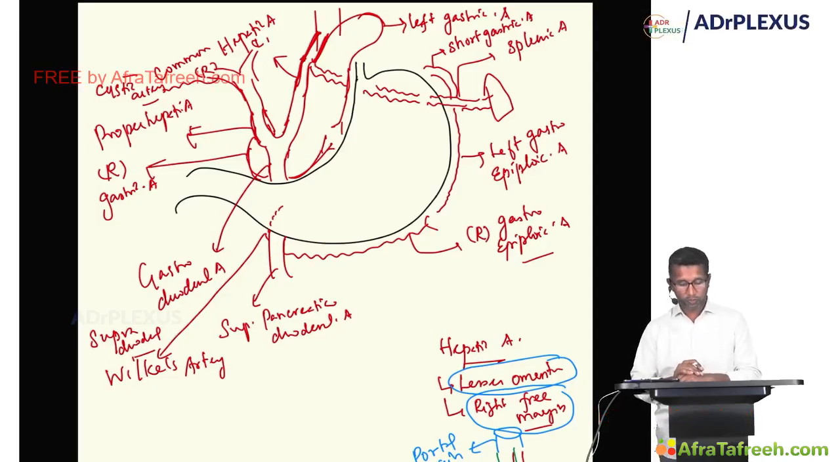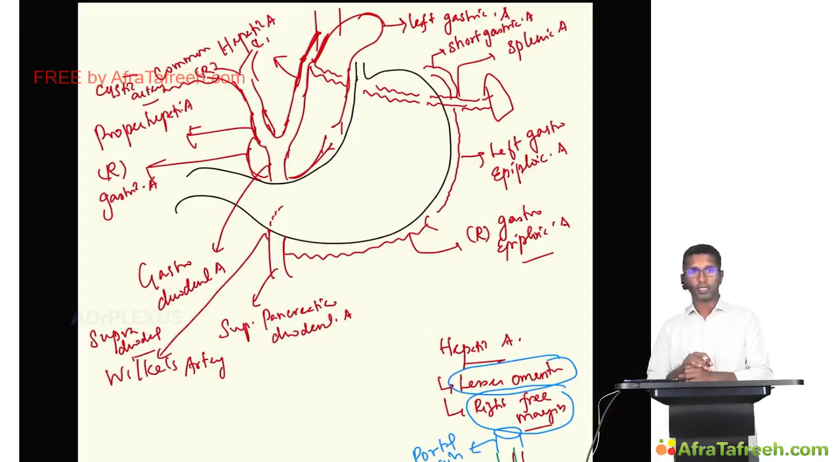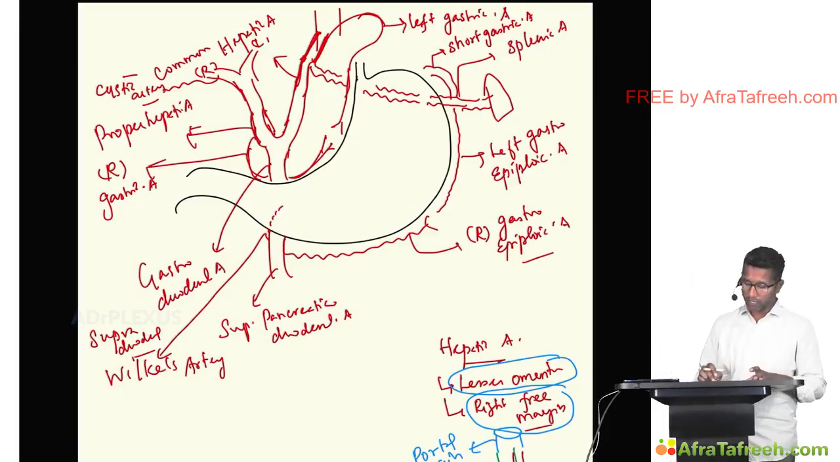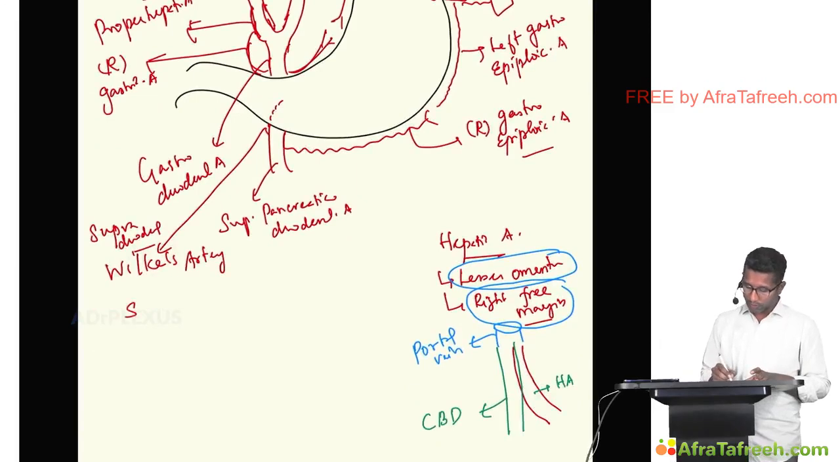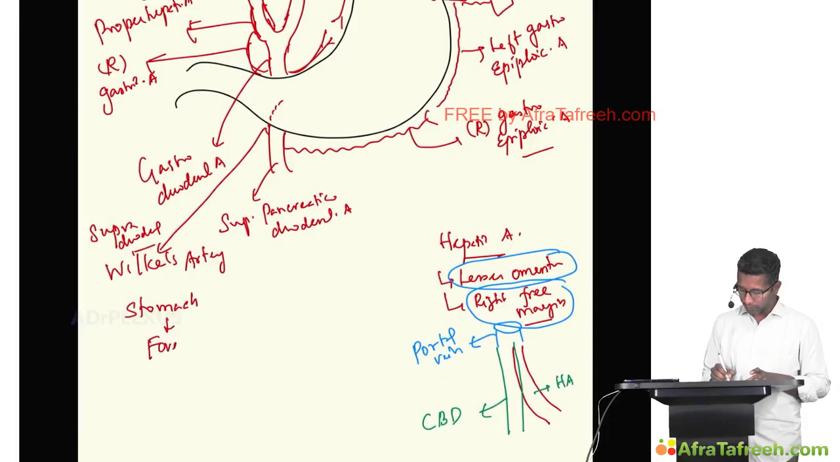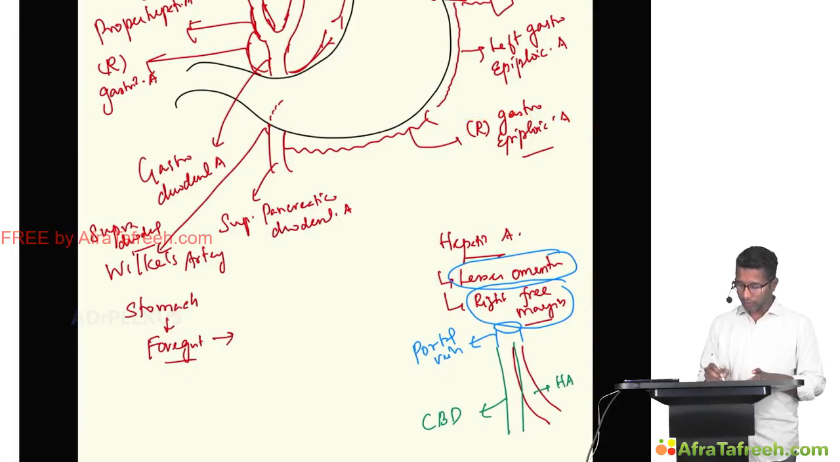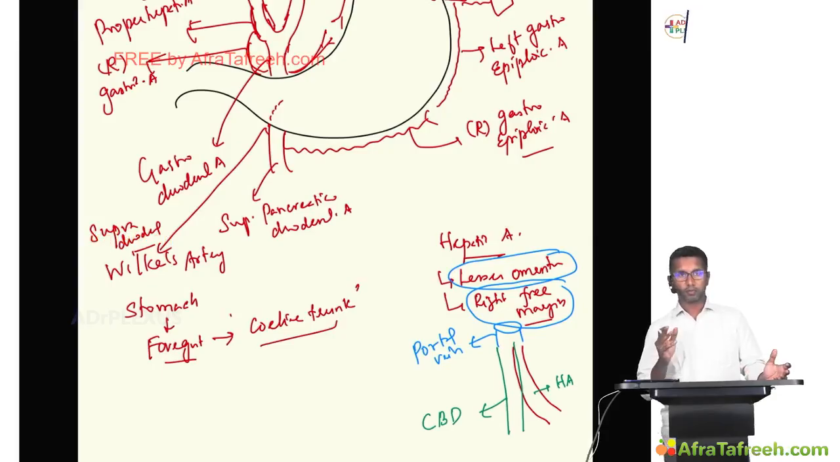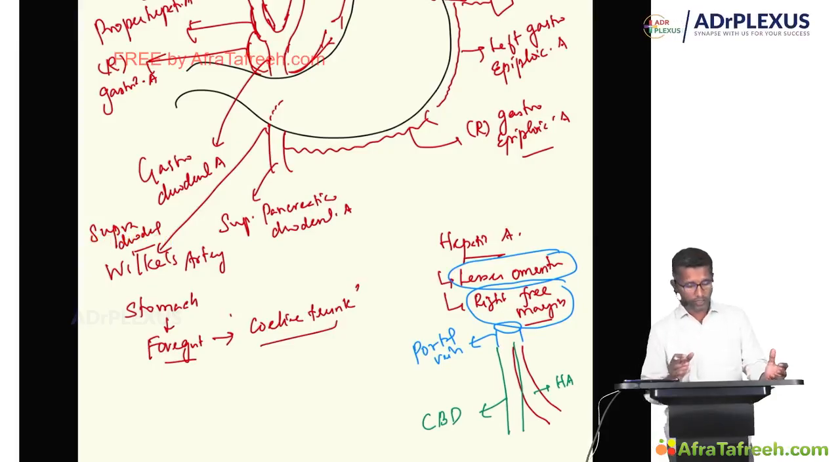So that is about the blood supply of the stomach. The main blood supply is from the celiac trunk. If somebody asks you from where the stomach develops, you can say the stomach develops from the foregut. And if somebody asks what is the artery of the foregut, the artery of the foregut is the celiac trunk. So the stomach is supplied mainly by the branches of the celiac trunk.